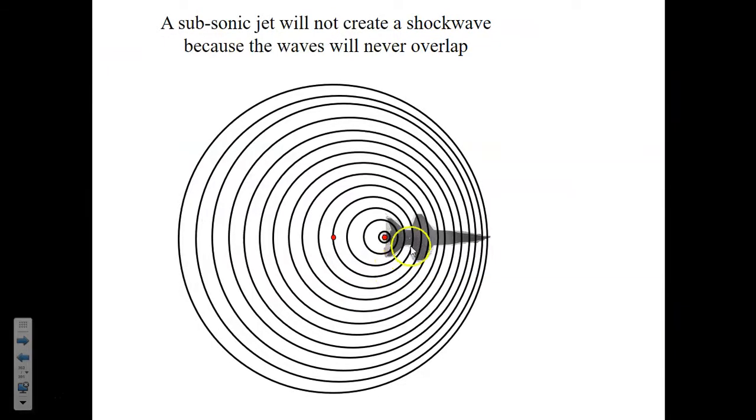Subsonic jets, meaning a jet that's traveling less than Mach 1, less than the speed of sound, will never create a shock wave because the spheres can never overlap. So what we're seeing here is the Doppler effect, but not a shock wave.